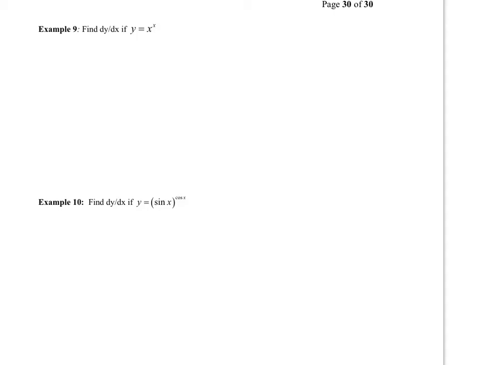So if you flip back to page 29, the first thing you're going to do is take the logarithm of both sides, and then you are going to differentiate and go from there. It makes more sense if we go ahead and look at an example. So flip back to page 30 and take a look at example 9.